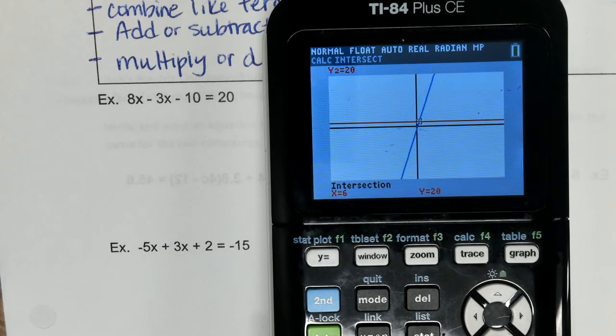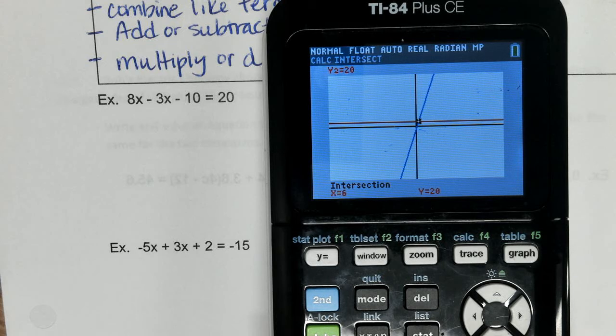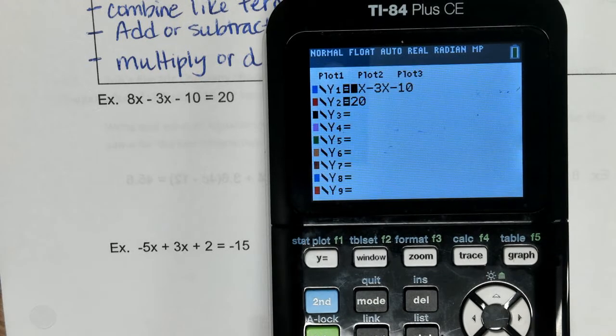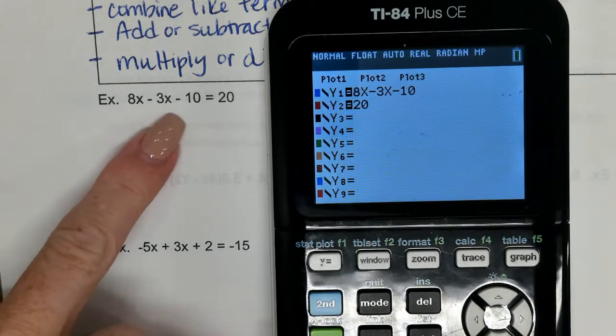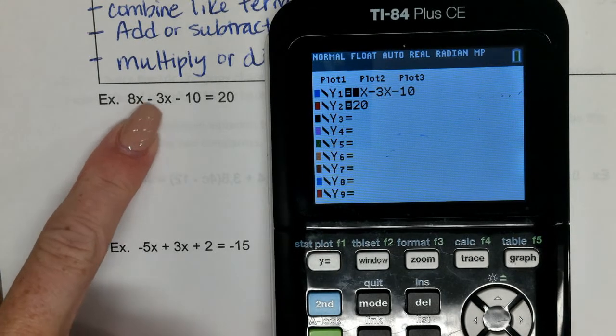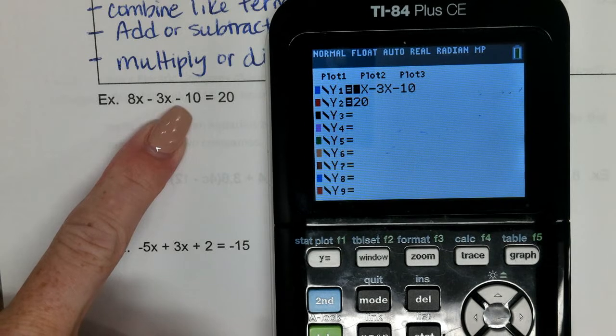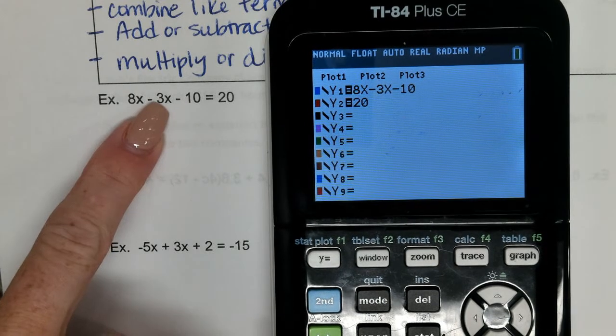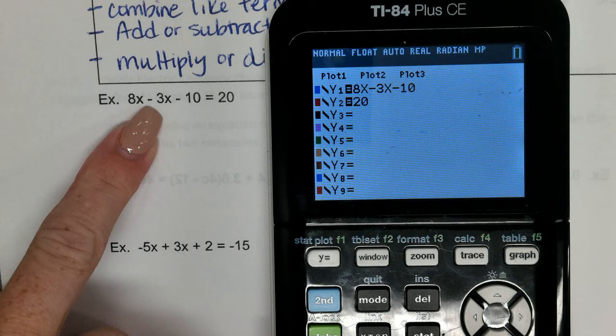Are y'all all good with the calculator? I'll just say it one more time. So I went to y equals. I put the left side of the equal sign in y1. So I put in 8x minus 3x minus 10. Now, if you put in negatives, you're going to get the wrong answer because those are not negative signs, right?